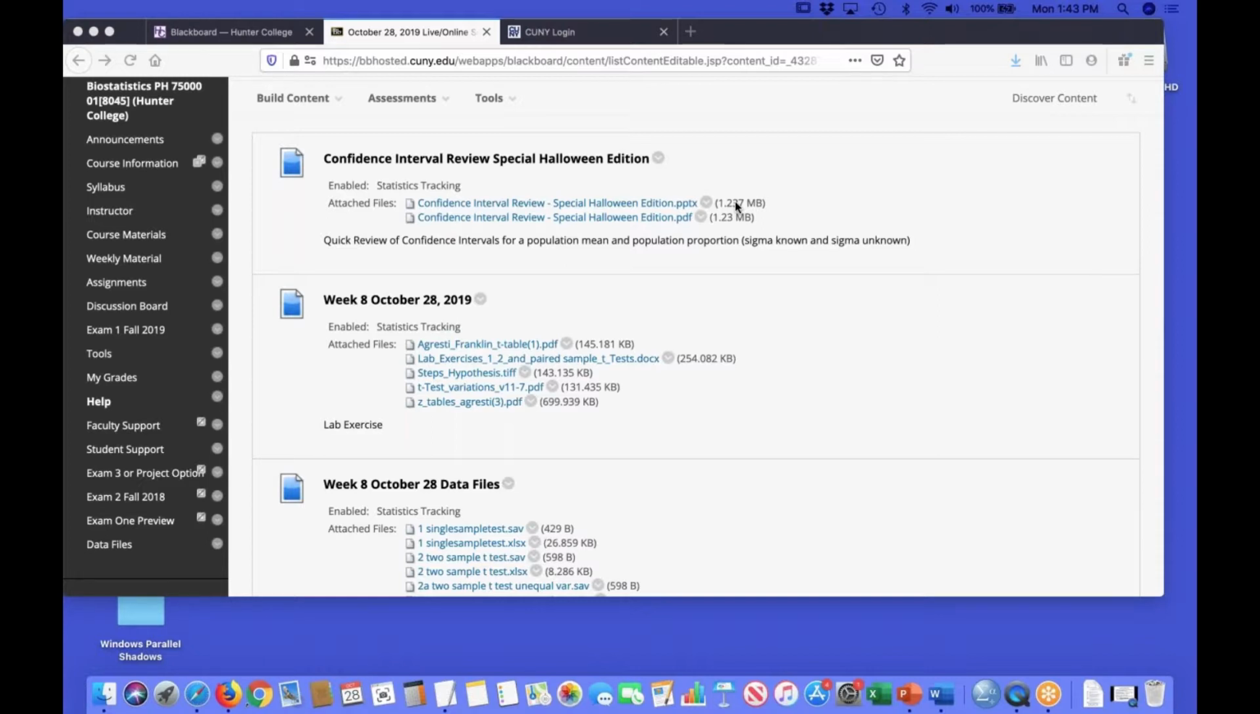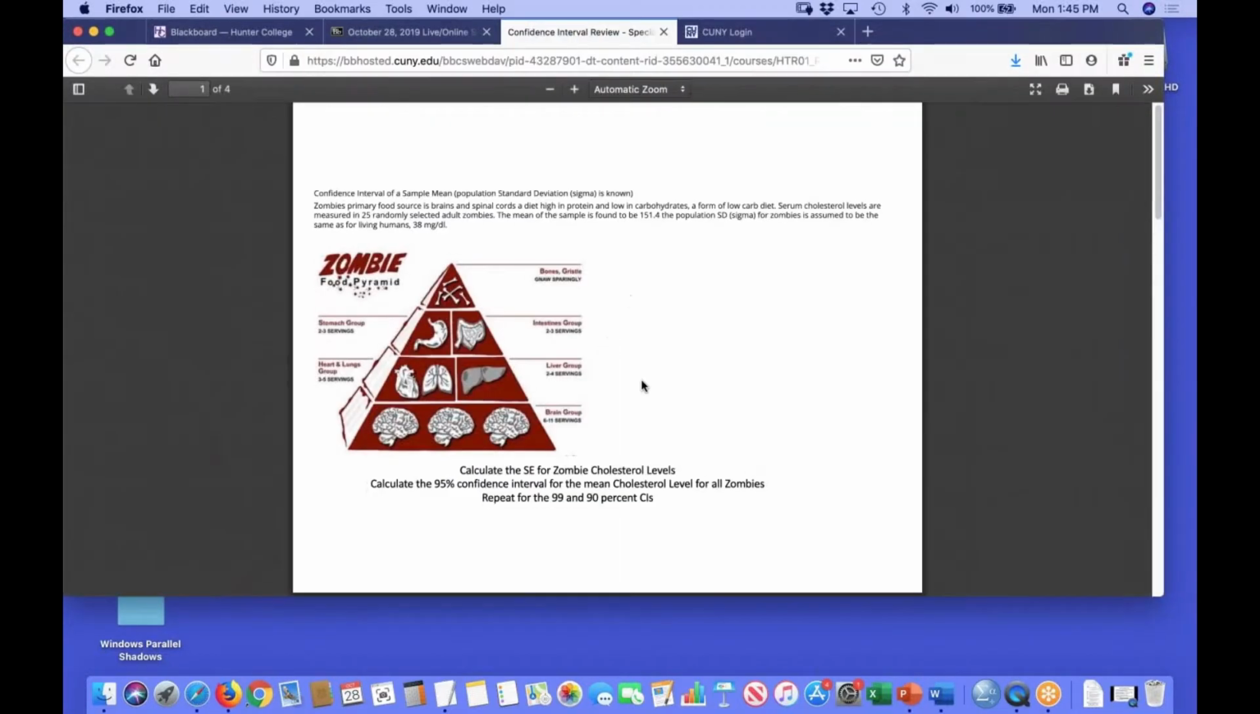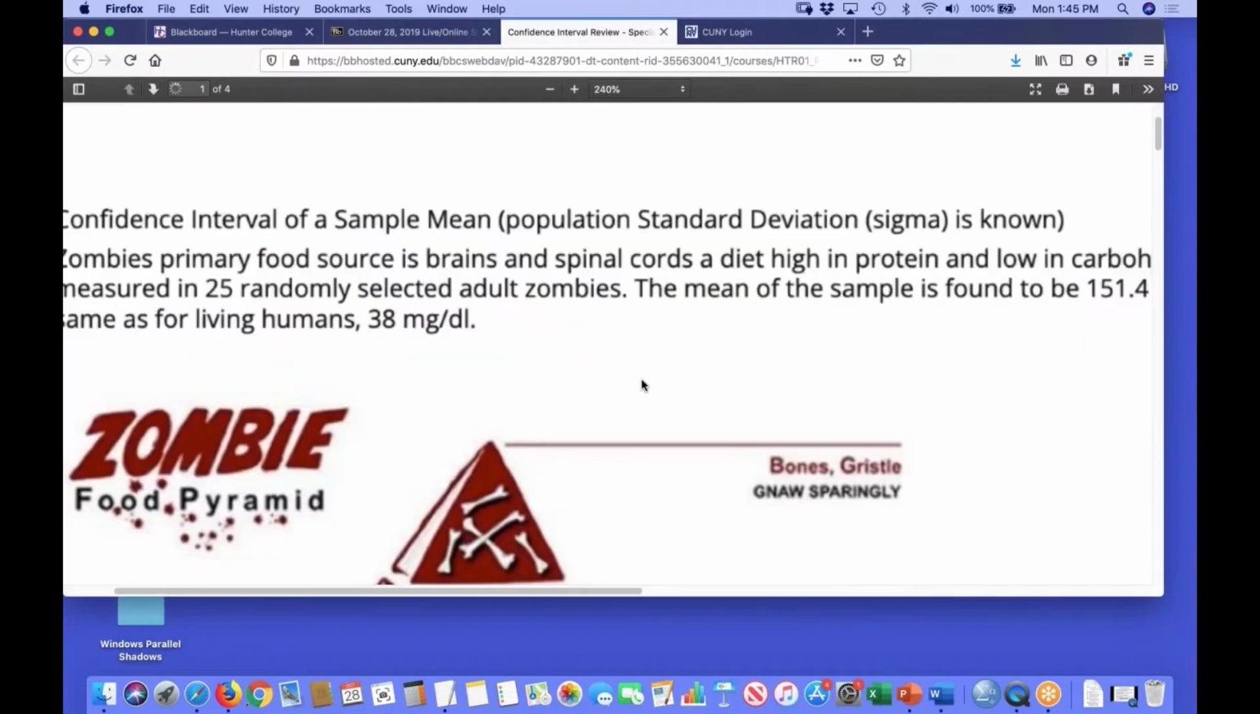This is what we call the t-test. So in order to review this idea of confidence intervals for means and proportions, I put together an exercise. I'm going to open it here. You can open it on your computers as well.